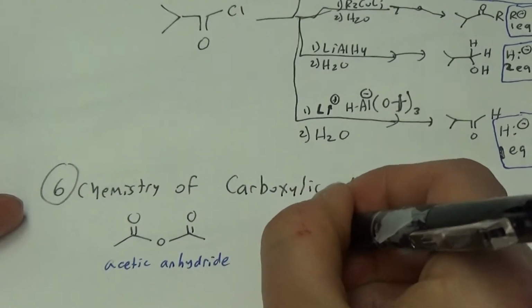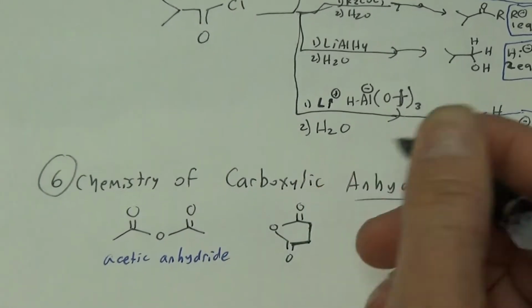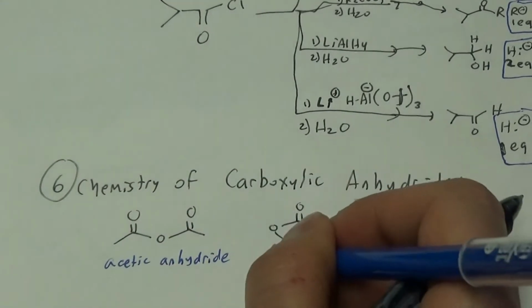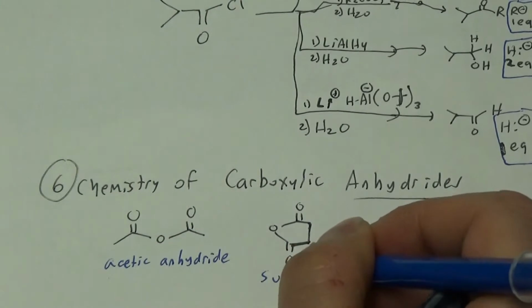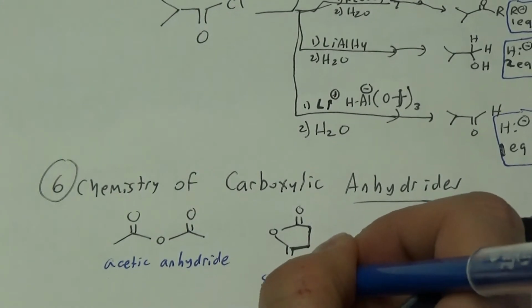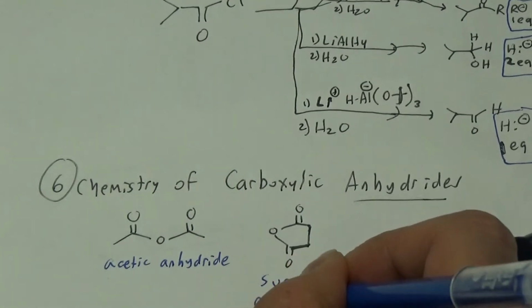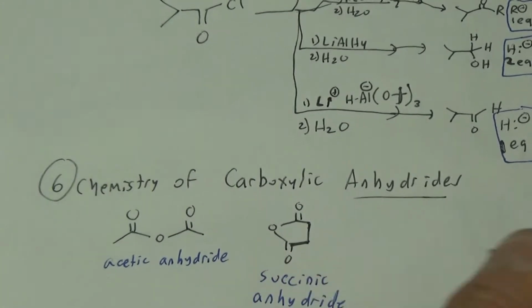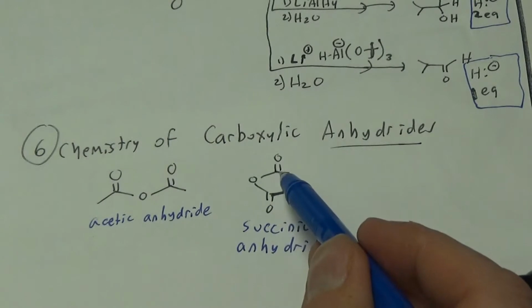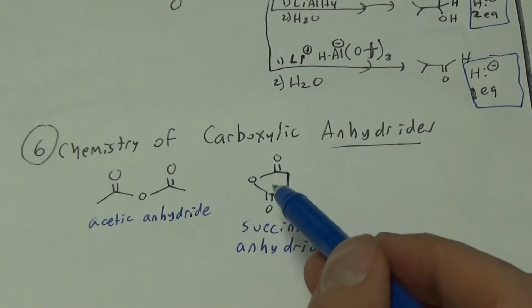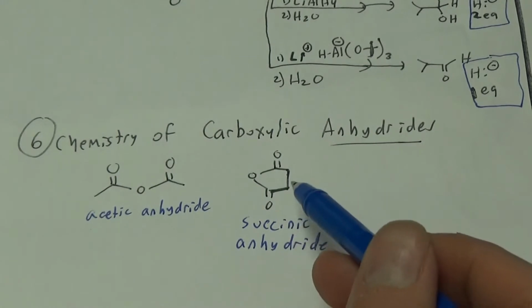Okay. A couple other ones that are commonly used. There's this cyclic anhydride called succinic anhydride. The idea is you can attack the top carbonyl, and that breaks off the bottom part as a leaving group, but it's still attached to the molecule. We may see that again.